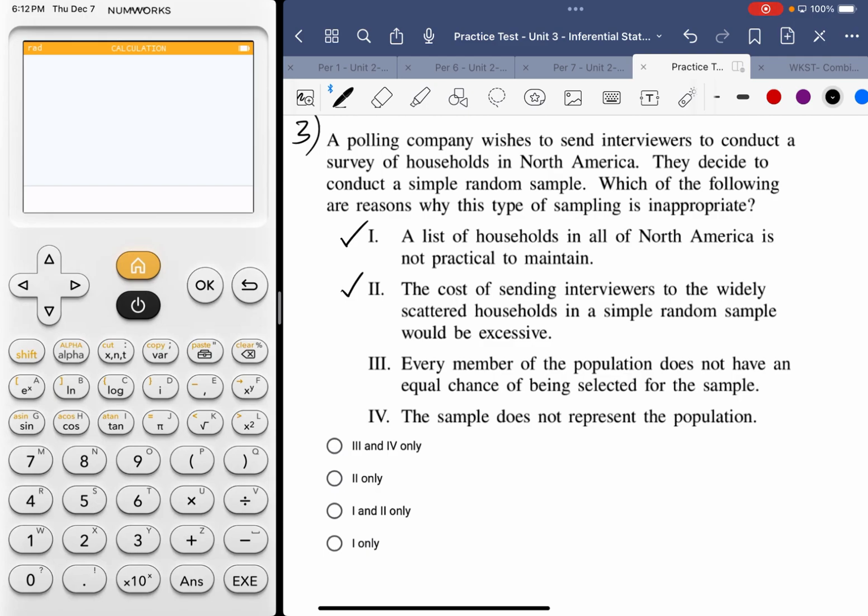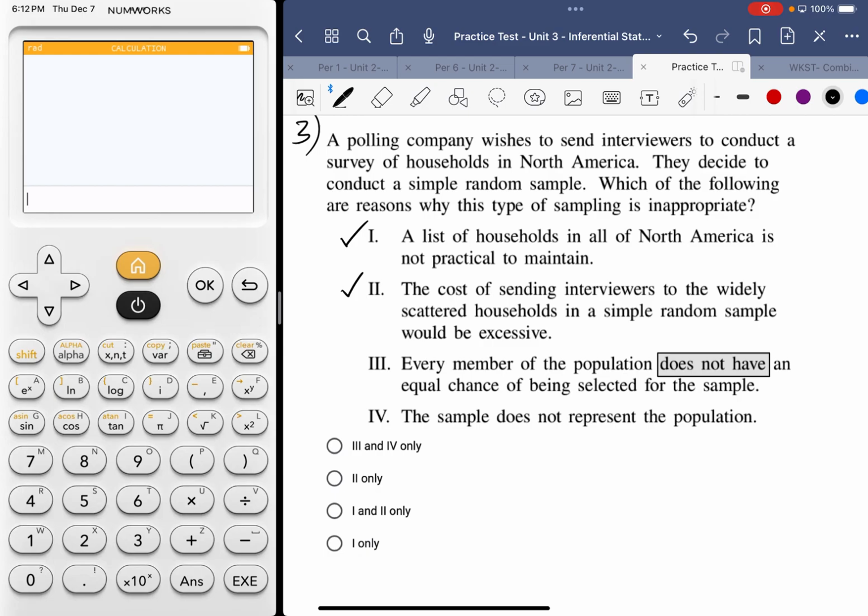Every member of the population does not have an equal chance of being selected for the sample. That actually is almost a definition of a simple random sample. If you change the words "does not have" to "has": if every member of the population has an equal chance of being selected for a sample, that is a simple random sample. It's completely unbiased, right?